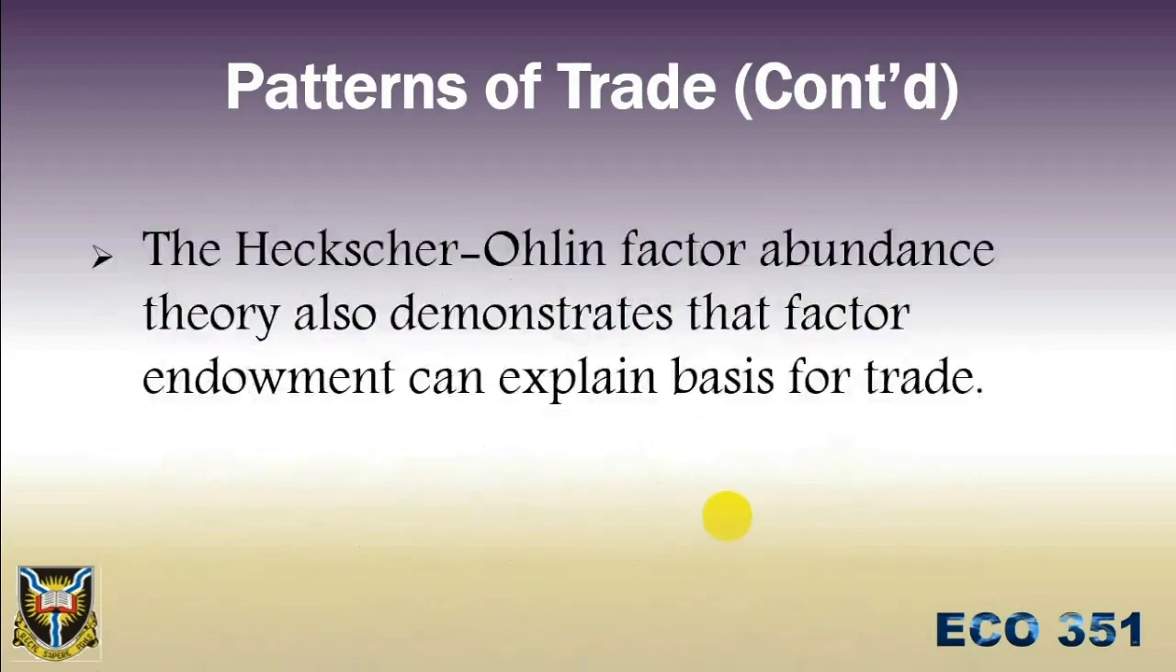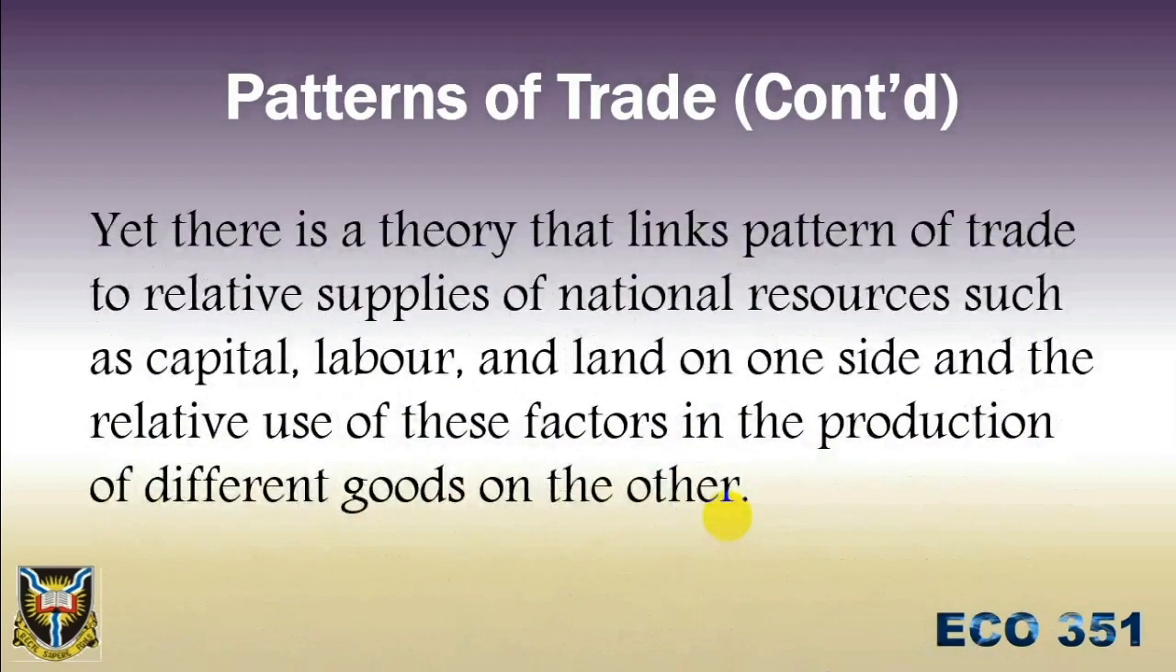The factor abundance theory also demonstrates that factor endowment can explain the basis for trade. Yet there is a theory that links the pattern of trade to relative supplies of resources such as capital, labor, and land on the one side, and the relative use of these factors in the production of different goods on the other side. This implies that theories explaining the pattern of trade are many. All these theories are not without their flaws.